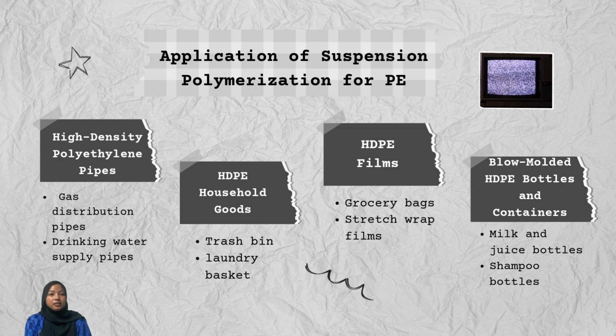Secondly is high density polyethylene household goods, such as trash bin or laundry basket. Thirdly, we got high density polyethylene films, such as grocery bags or stretch wrap films. Lastly, we got blow molded high density polyethylene bottles and containers, such as milk and juice bottle or shampoo bottles.